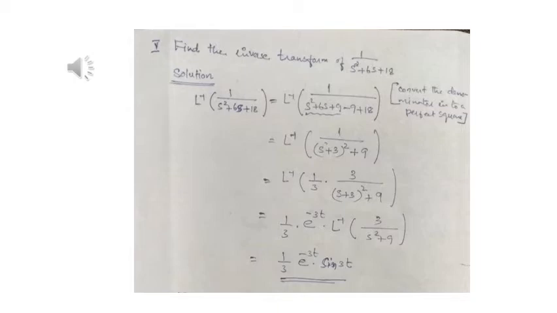So we know that the Laplace of cos at is S by S square plus A square and sin at is A by S square plus A square. So if we arrange this in a perfect square, then we will get the Laplace inverse of A by S square plus A square form, or S by S square plus A square form.